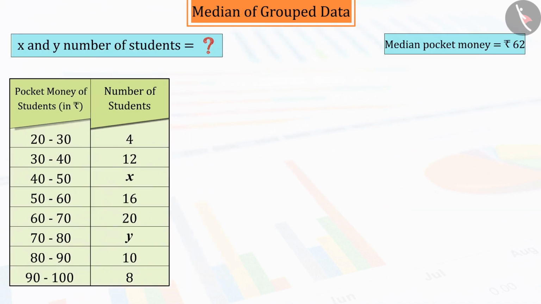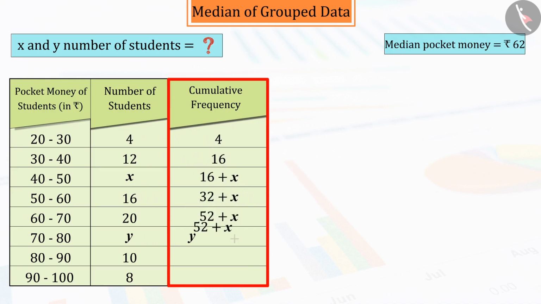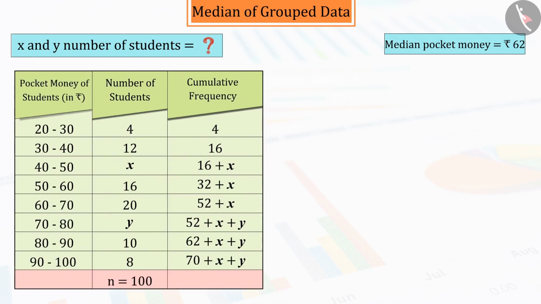Since we know that the median is obtained only when we are given the cumulative frequency in the distribution table, let's construct the cumulative frequency for this distribution table, which we will denote in the third column. It is given that the total number of students is 100. Therefore, the value of the last line of the cumulative frequency, 70 plus x plus y, will be equal to the total number of students, which we represent by equation 1.